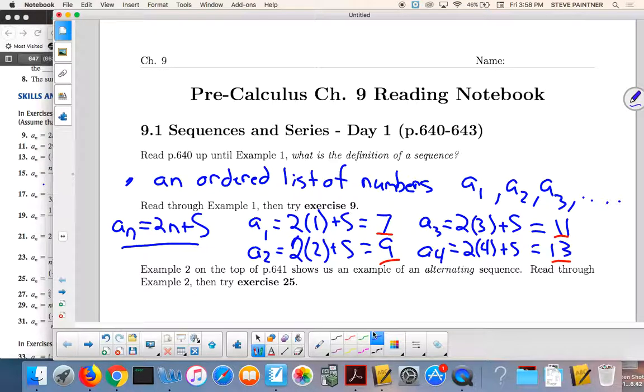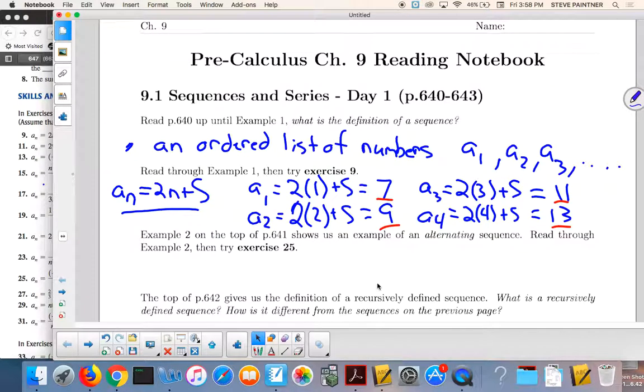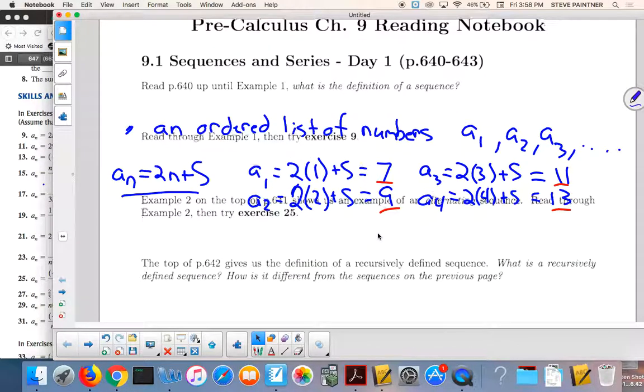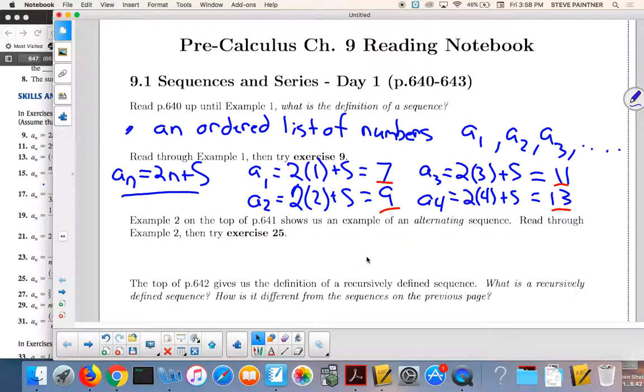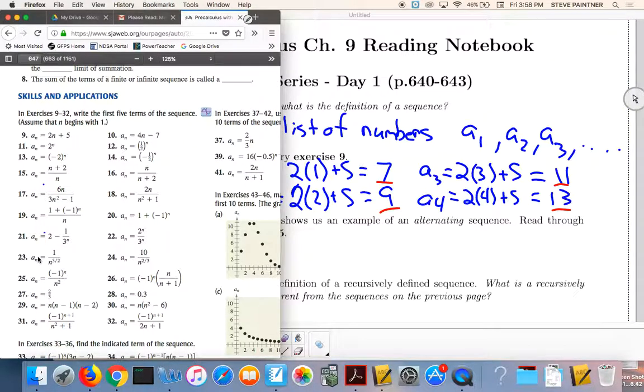If we read down in the notes a little bit, we'll see that example 2 on the top of page 641 shows us an example of an alternating sequence. Read through example 2, then try exercise 25. So let's read through example 2 and then try exercise 25. We're going to learn about alternating sequences, and again, that's just a different kind of sequence. I've got to scroll back up.